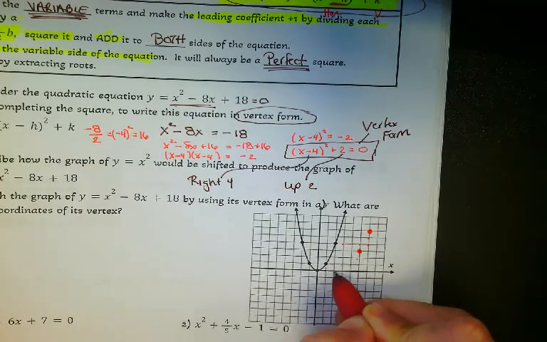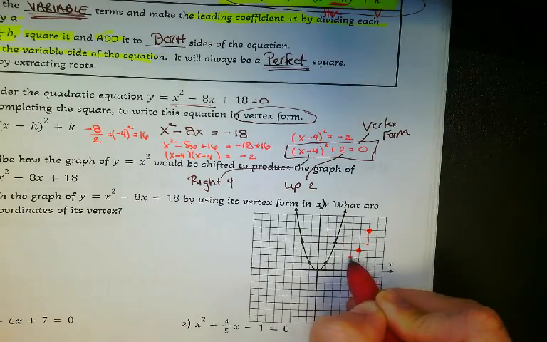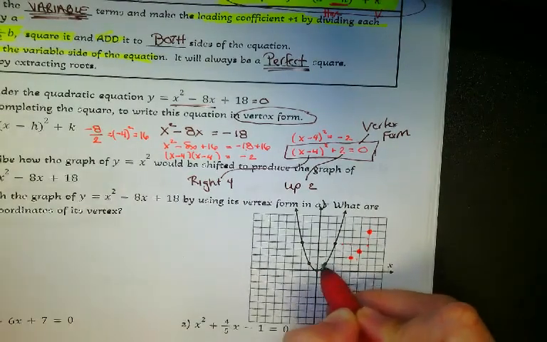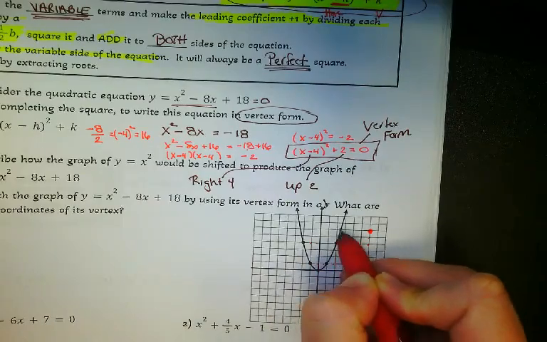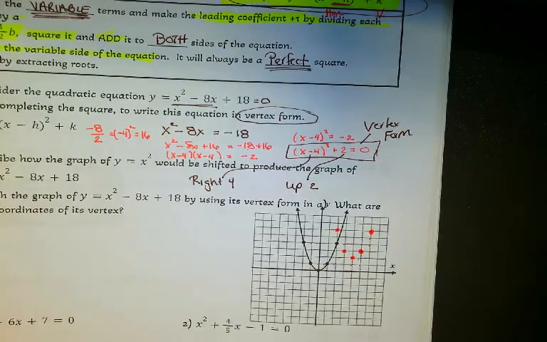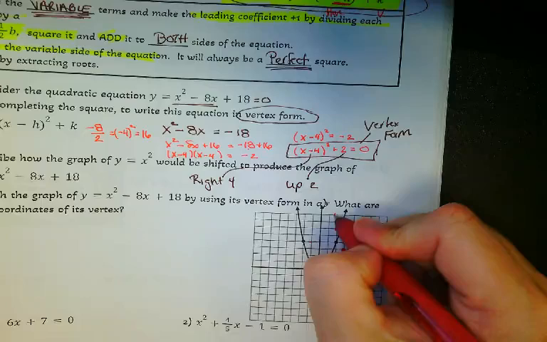Go to the next one. 1, 2, 3, 4, 1, 2. 1, 2, 3, 4, 1, 2. And then just make a smooth curve.